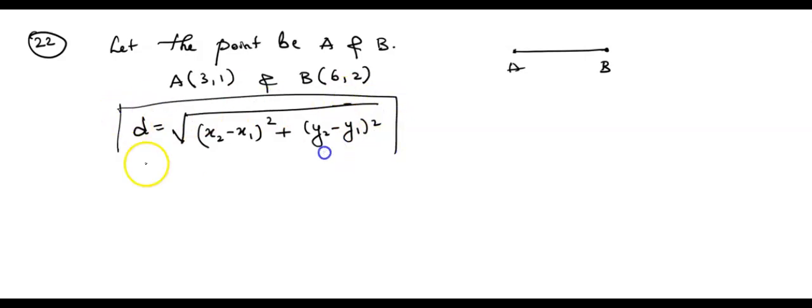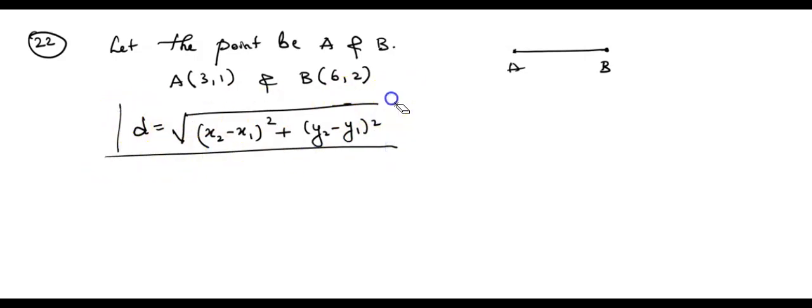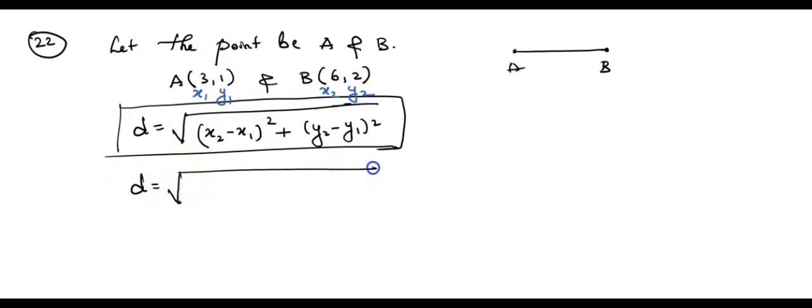Done. Please always highlight the given formula. It is very important. You have to highlight it. Now we know that this is x1, this is y1, this is x2 and this is y2. x1 is plus 3, y1 is plus 1, x2 is plus 6, y2 is plus 2. Now D is equal to root of x2, value is 6 minus x1 is 3 whole square plus y2 is 2 minus y1 is 1 whole square.